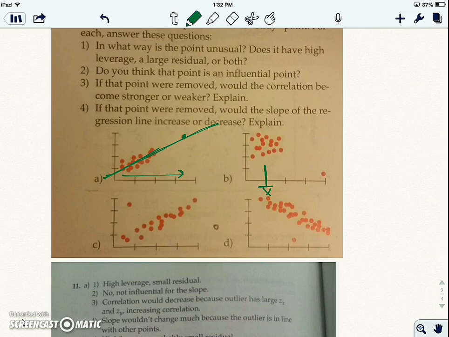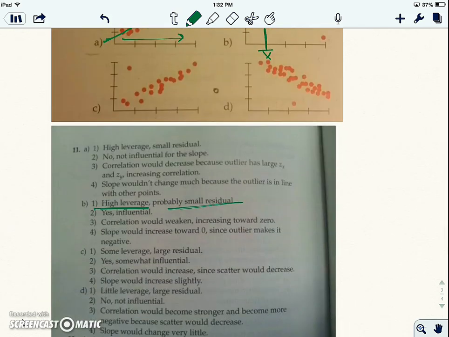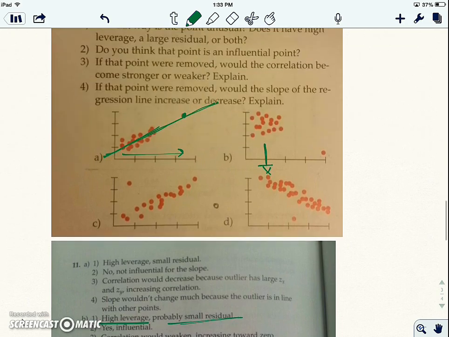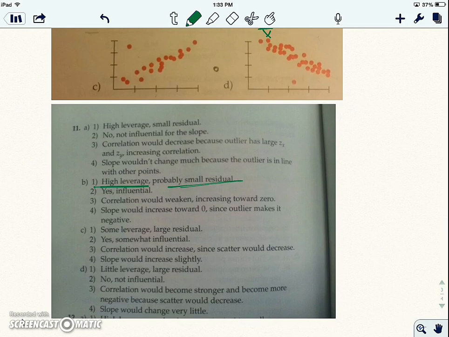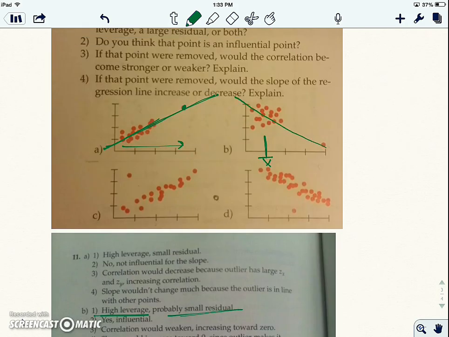So what would happen to the slope? Well, if we took it away, the slope would increase towards 0. Be careful, because right now we've got a negative slope. So they say it increases towards 0 because we're getting flatter.